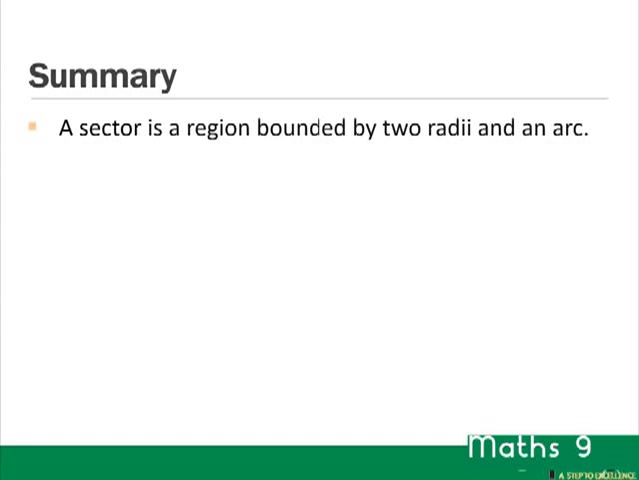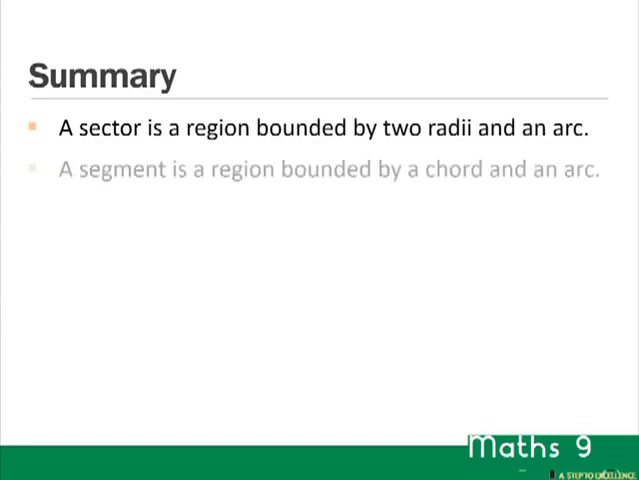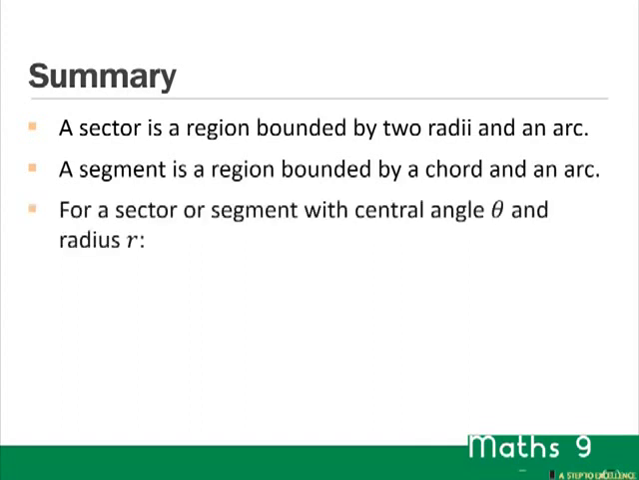A sector is a region bounded by two radii and an arc. A segment is a region bounded by a chord and an arc. For a sector or segment with central angle θ and radius r, the length of the arc is L equals pi r θ over 180.